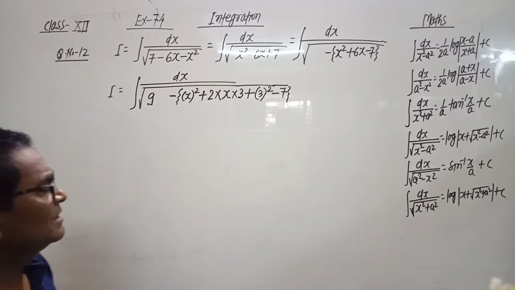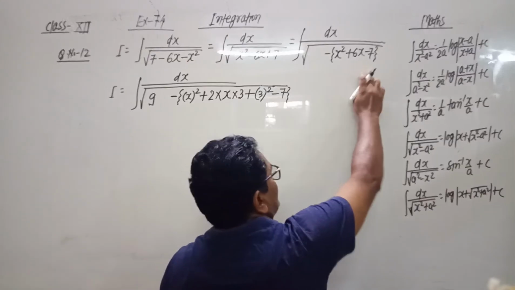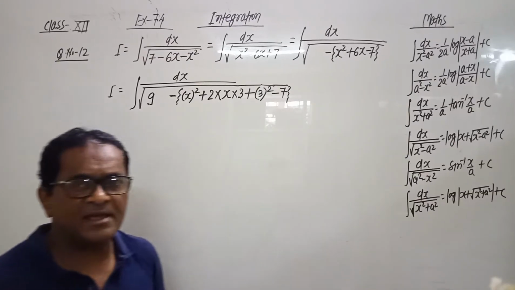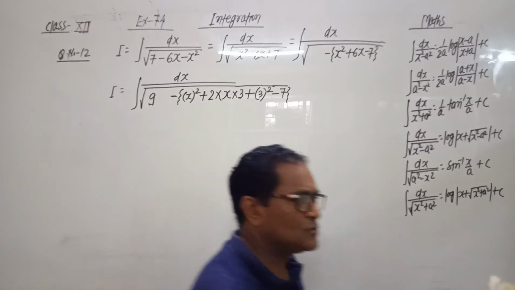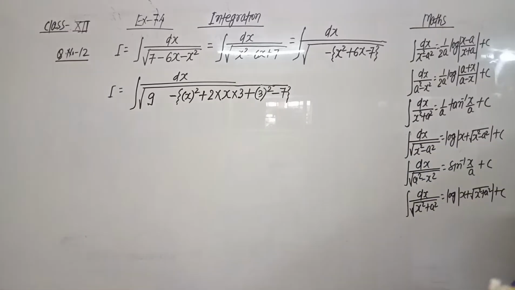So what we have done: firstly we have to make the square form, and for making the square form, we have to see whether the coefficient of x is positive or negative.